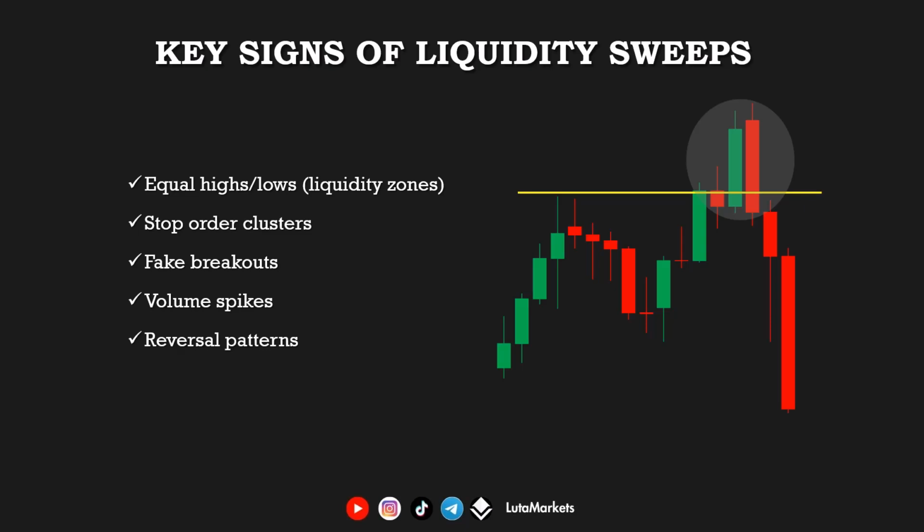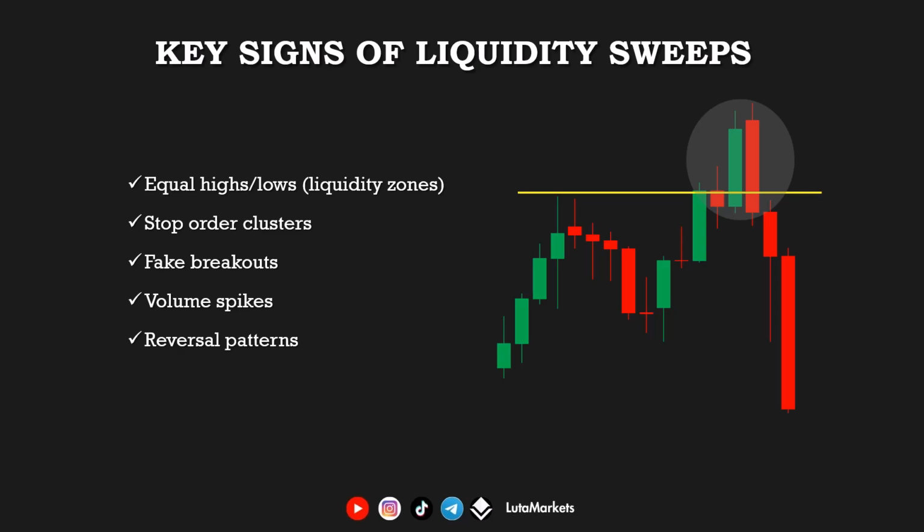Fake breakouts. A quick move beyond a key level, then a snap back inside the range. If you see price break a level but fail to hold, you might be witnessing a liquidity sweep in action. Volume spikes. Sudden volume jumps near liquidity levels often signal a sweep. When a large amount of trading activity occurs at key zones, it often means liquidity is being absorbed before the real move begins. Reversal candlestick patterns, pin bars, engulfing candles, and long wicks at liquidity zones are key indicators. These patterns suggest rejection of price levels and can signal a sweep.